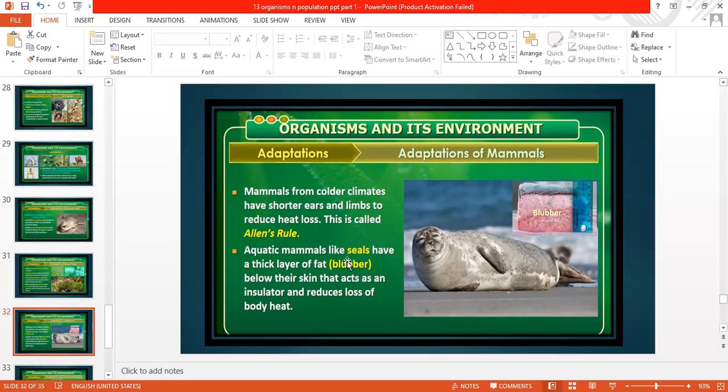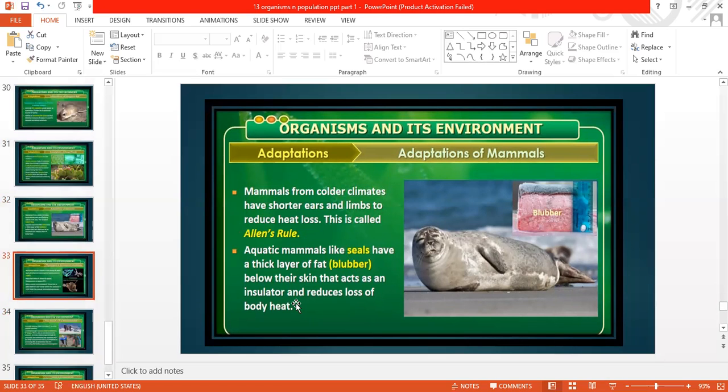And these mammals, the ones which are found in colder climate, like for example, seal, they have a thick layer of fat known as blubber below the skin that acts as an insulator and reduces the loss of body heat.